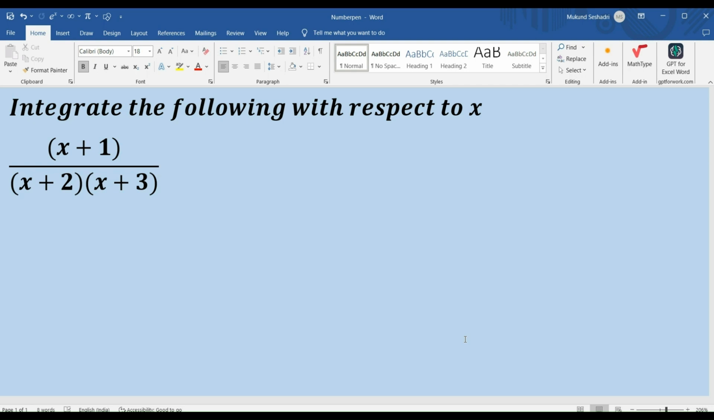So there we have the problem on the screen. Integrate the following with respect to x. We have (x plus 1) divided by (x plus 2) into (x plus 3), right? So what we've been given is dy by dx and we've been asked to find y.